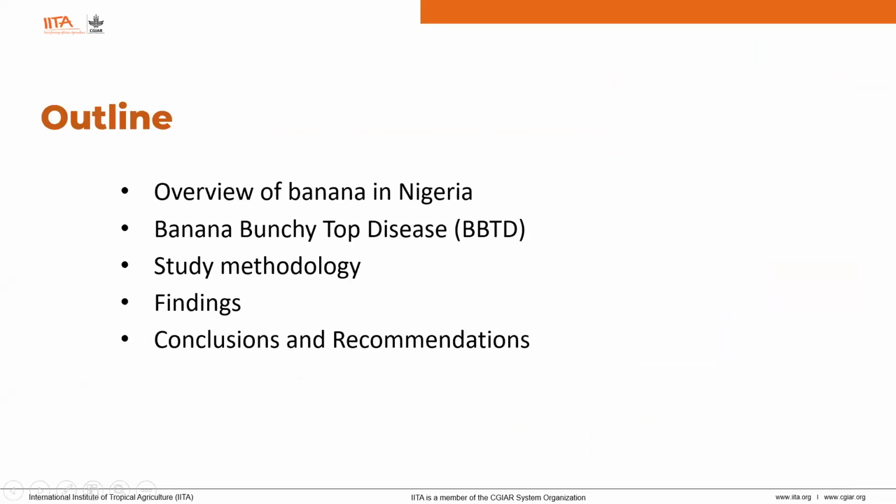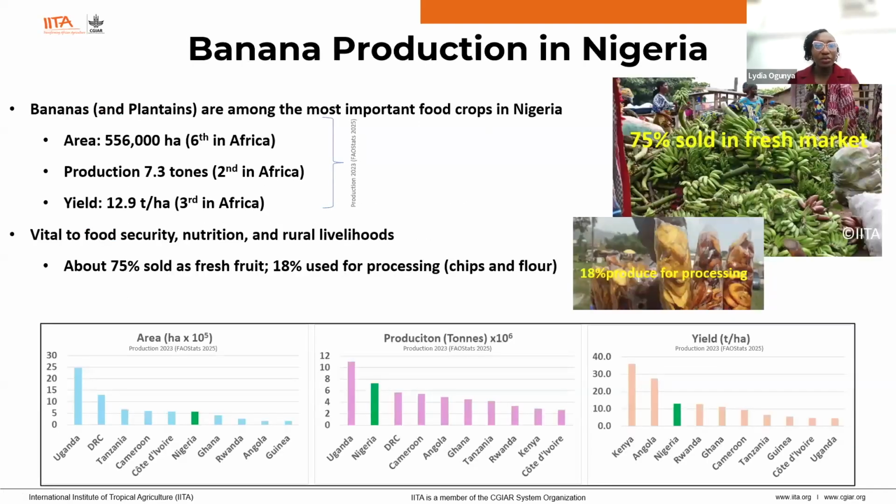So the outline: overview of banana in Nigeria, and then we'll go on to banana bunchy top disease. Thereafter, we'll talk about the methodology of the study, and then we'll go on to the findings. And after the findings, we'll discuss the conclusion and the recommendation. I'll quickly go on to banana production in Nigeria.